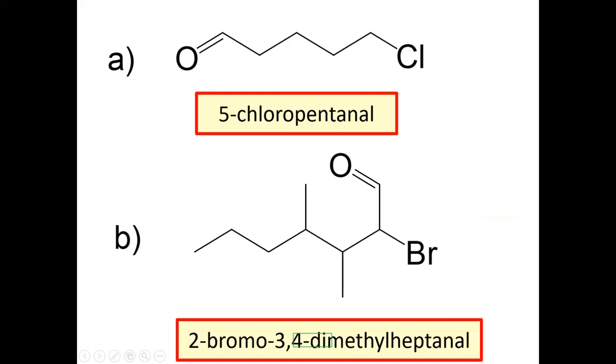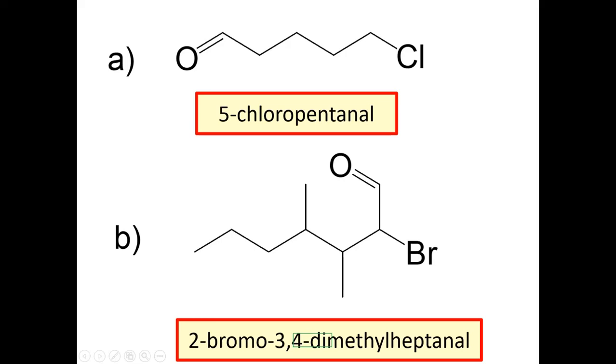Okay, please take a look at question A. Okay, here you have how many carbons in the structure? 1, 2, 3, 4, 5. So at location number 5, you have chlorine. And at location number 1, you have C double bond OH. So the answer should be 5-chloropentanal.